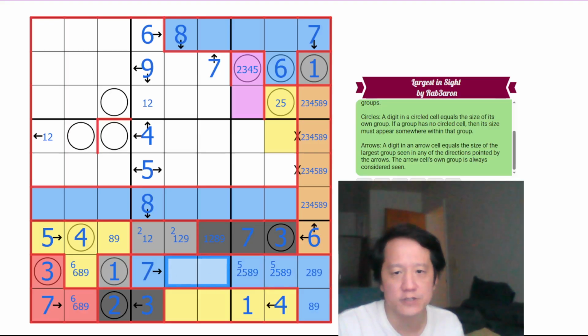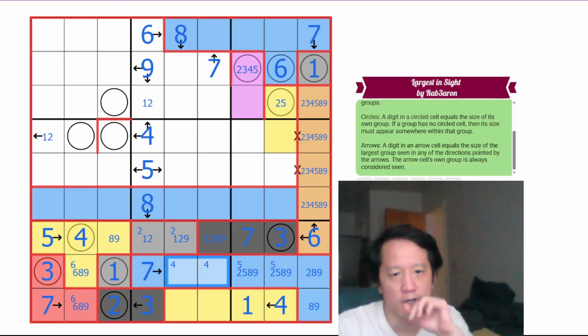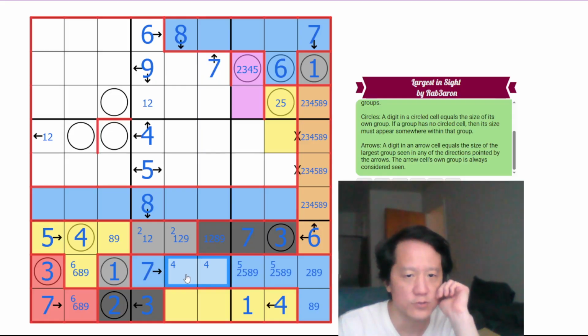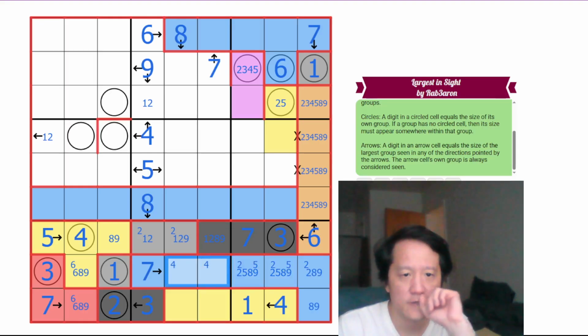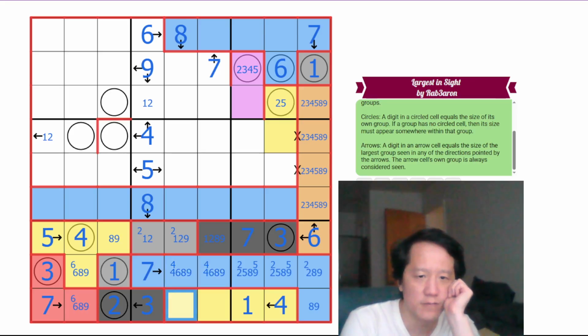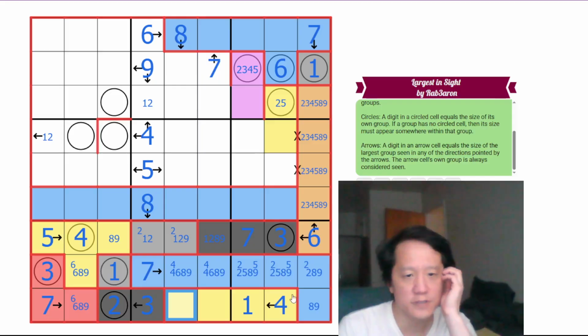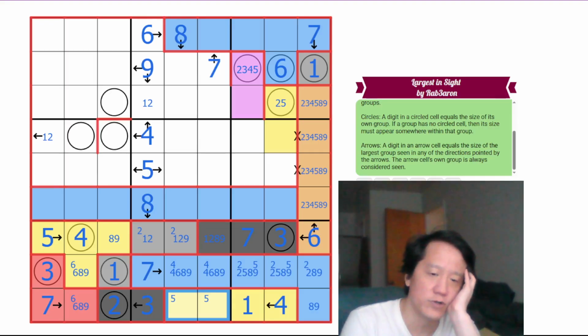That means remaining digits in row 8. We have a guaranteed 4 here. This cannot have a 2. So 2 has to be one of these 3 digits. That leaves this as 4, no 2 or 5, no 1, 3, 7. It's 6, 8, and 9. And this has to have a 5 here. So this is 5, no 1, no 2. So 5, 6, 8, or 9 there.